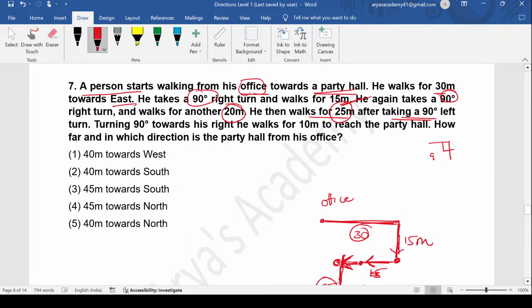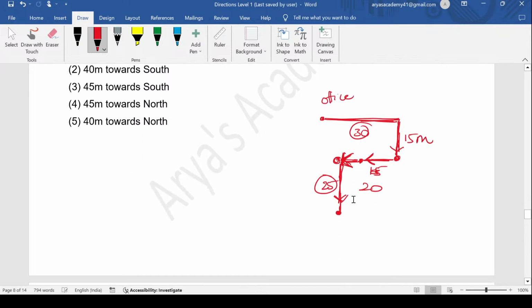And finally, he turns another 90 degrees, that too towards his right, and walks for 10 meters to reach the party hall. Now he is facing south. If he turns right, he moves this way. If you remember my point, this total is 30. From here to here, it is 30. And this is how much? 10. So the gap from here to here has to be the remaining distance, 10. So that is what they have told. He has gone for 10 meters.